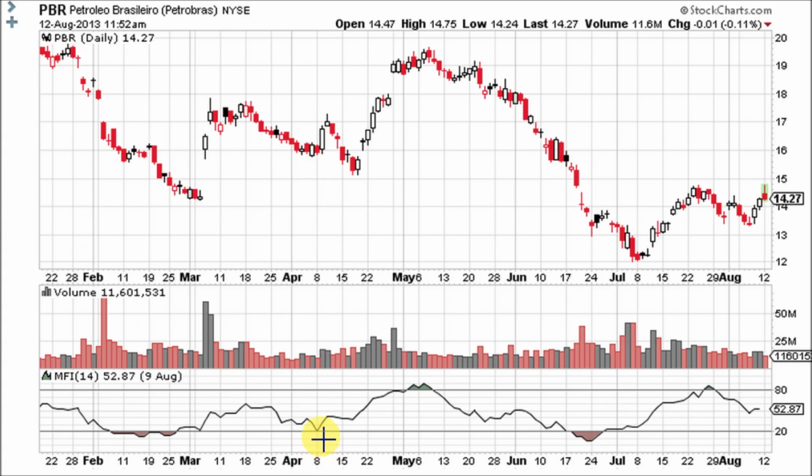Right here it becomes almost oversold at 20. And there's a little bit of good volume here, so it goes up, but forms a shooting star reversal candlestick and goes down when it breaks below this level of support.